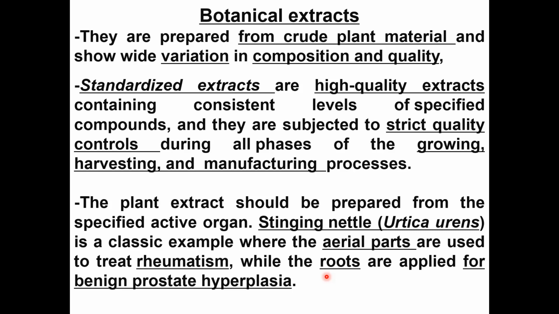For example, in Urtica dioica, the aerial parts of the plant are used to treat rheumatism, whereas the roots can be applied for treatment of benign prostatic hyperplasia.